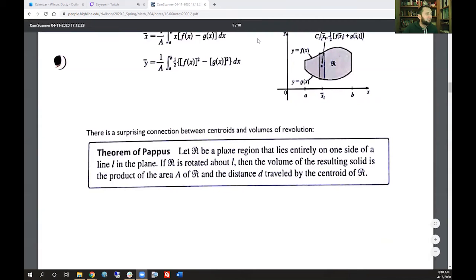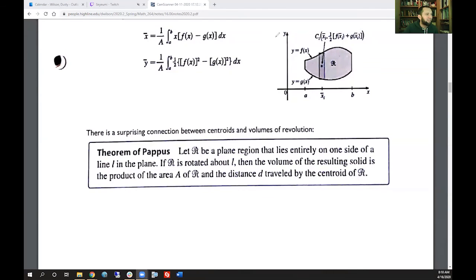So just making that concrete, if we had a centroid of R, maybe the centroid of R is right at this point, and we could look at the distance that it travels around an axis. So maybe something along those lines. We rotate it around the x-axis, so this distance would be d.